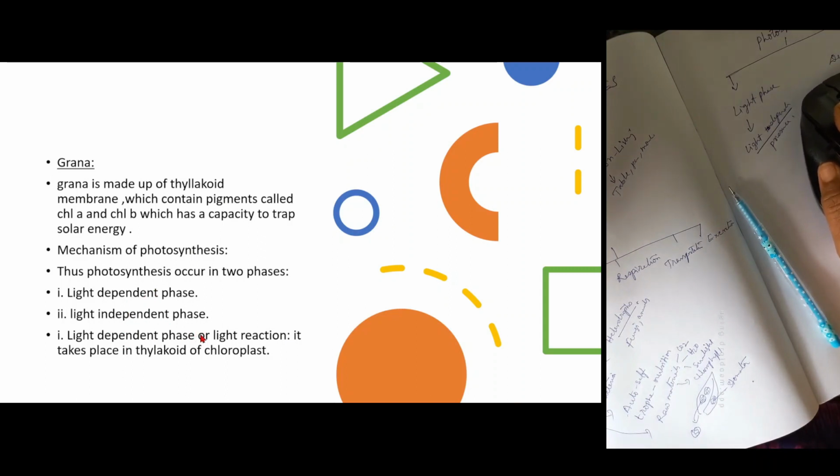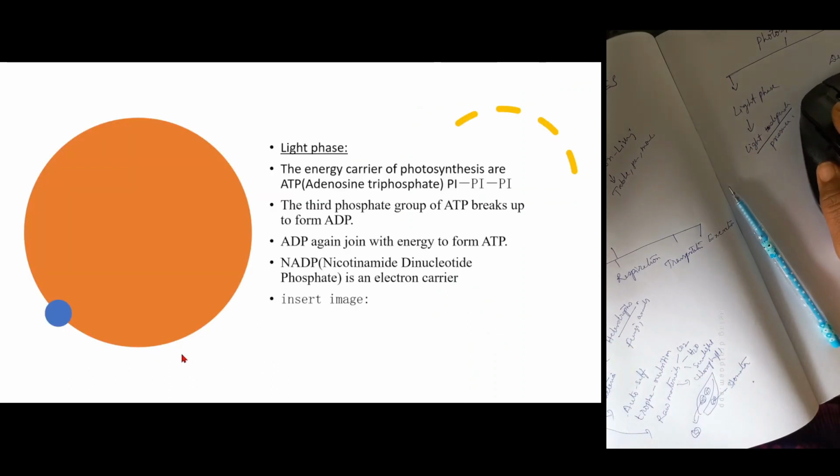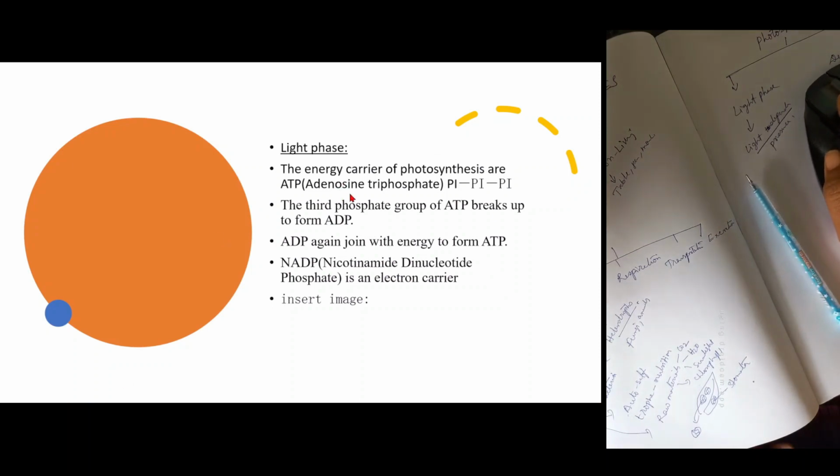Light dependent phase, also called what? Light reaction. It takes place in thylakoids of the chloroplast. In the light phase, what will happen? The energy is carried by photosynthesis in the form of ATP. ATP is adenosine triphosphate. Three phosphate groups are there. And when the energy is utilized, it breaks one of the terminal phosphates and becomes ADP, meaning adenosine diphosphate. Again, this ADP joins with energy to form ATP.